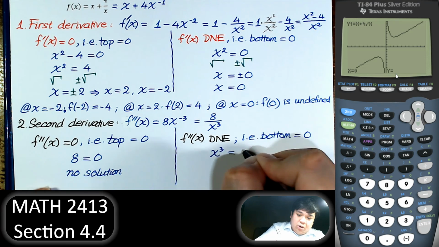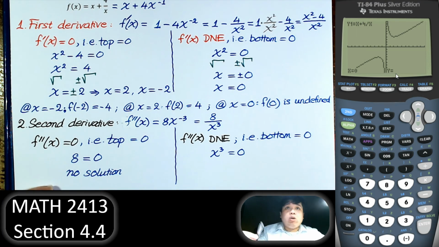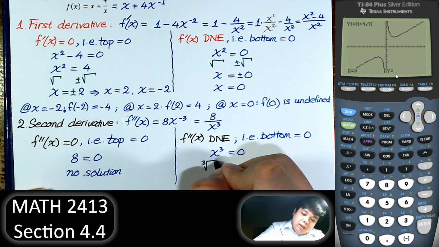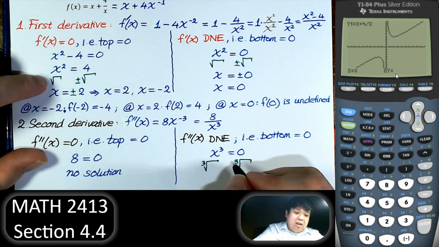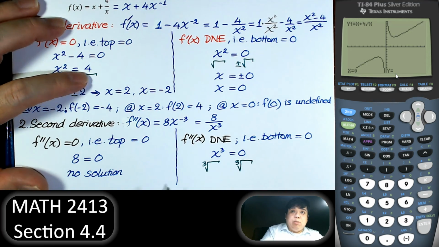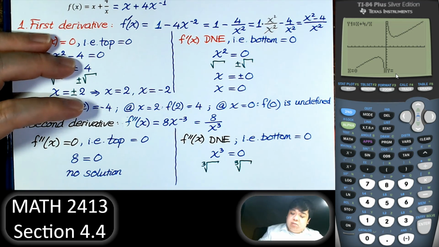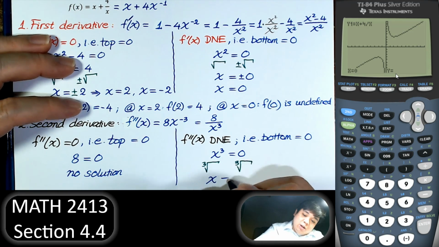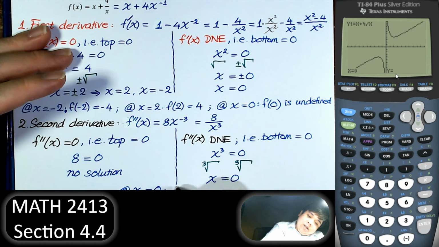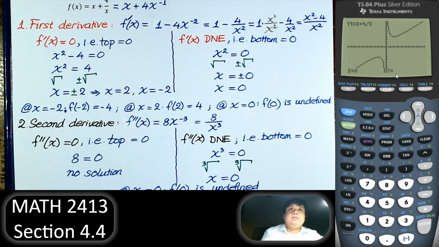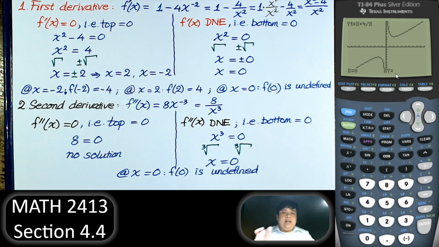X cubed equal to 0. When we take a cube root on both sides, there's no plus or minus. Only put plus or minus on an even root. If it is an even root, square root, fourth root, there will be plus or minus. If it is an odd root, there's no plus or minus, so we have x equal to 0. And then at x equal to 0, we already did this. The function is undefined. Right, so we have the first and second derivative. Now put them together in the sign chart.